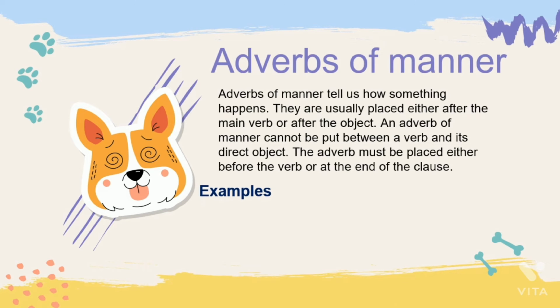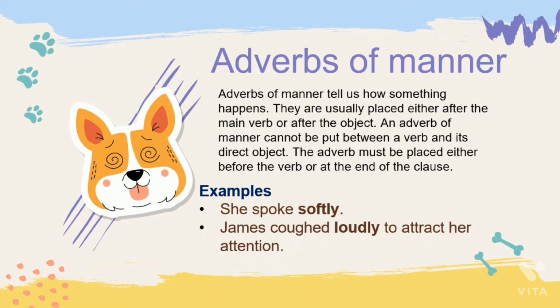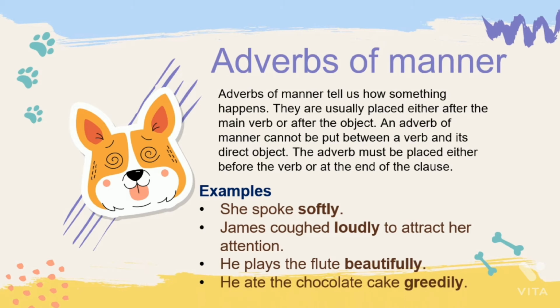The examples of the adverbs of manner are: she spoke softly. James coughed loudly to attract her attention. He plays the flute beautifully. He ate the chocolate cake greedily. So the words softly, loudly, beautifully, and greedily are some of the examples of the adverbs of manner.